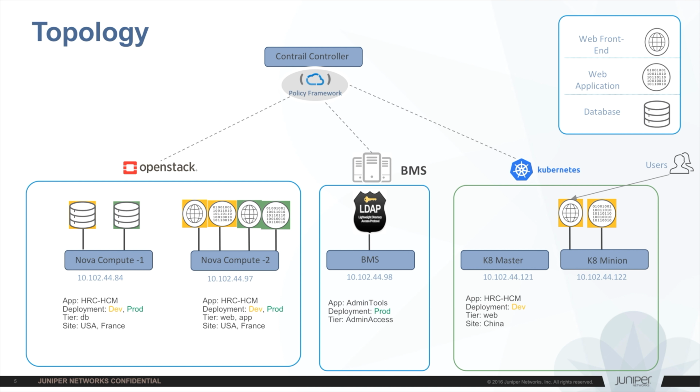So the intent here is that we're going to create one firewall policy or one policy framework which will be applicable to three different environments. So the three-tier app which we will bring up in the Kubernetes environment will be able to talk to LDAP services running on bare metal, and also it will be able to communicate to the app in the OpenStack environment as well.